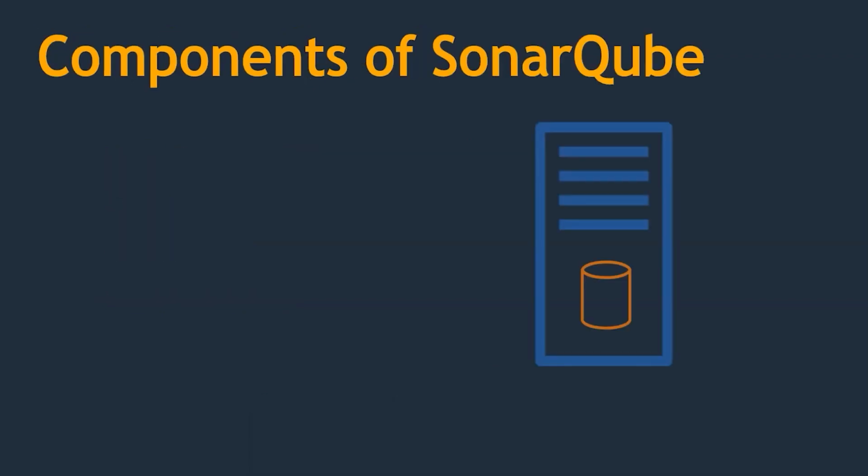Now let's understand the components of SonarQube. There are three major components in the SonarQube server. First thing, rules. Rules are nothing but instructions which you need to follow while writing your code. There are some best practices, right? Those are converted into rules and kept there. There are many default rules which come along with your SonarQube installation. So you can run those rules.